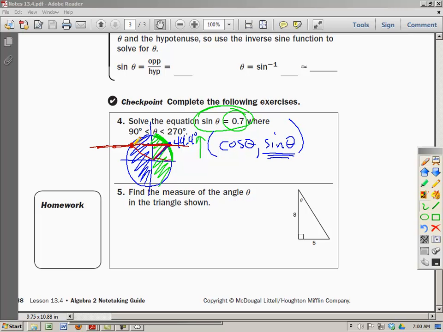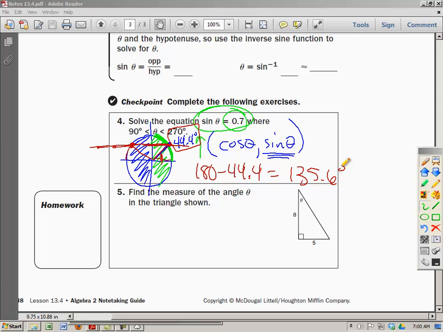I can see then that that's 44.4 degrees short of 180, so I find the reference angle for 44.4: 180 minus 44.4, and that comes out to be a 135.6 degree angle. Now, by the way, a great way to check your answer is to simply take the sine of 135.6, and you should get something close to 0.7. Obviously, we had to do some rounding here.